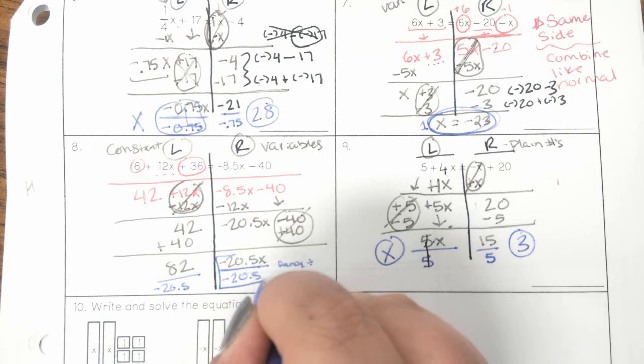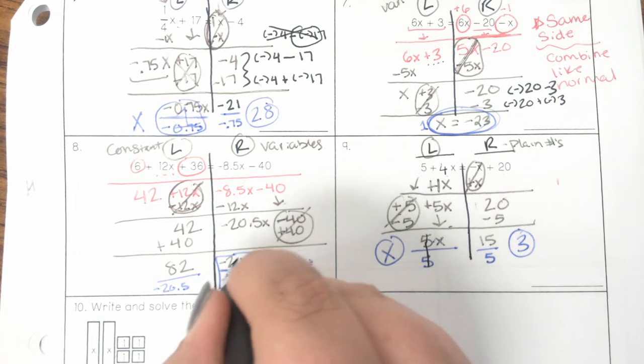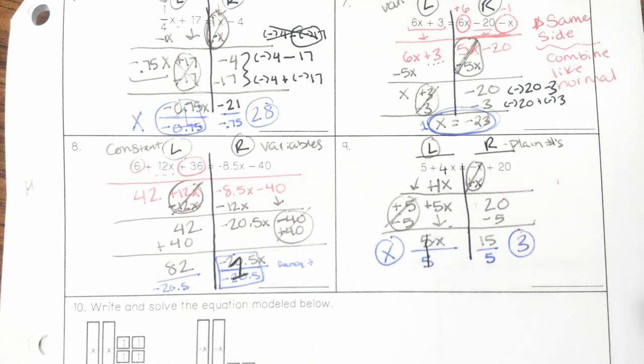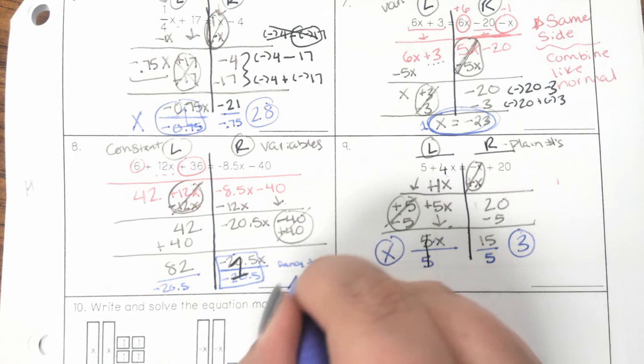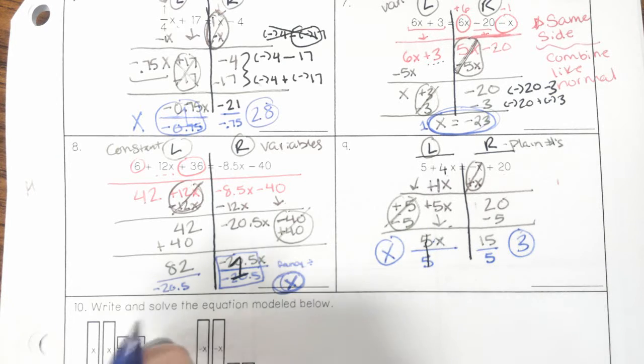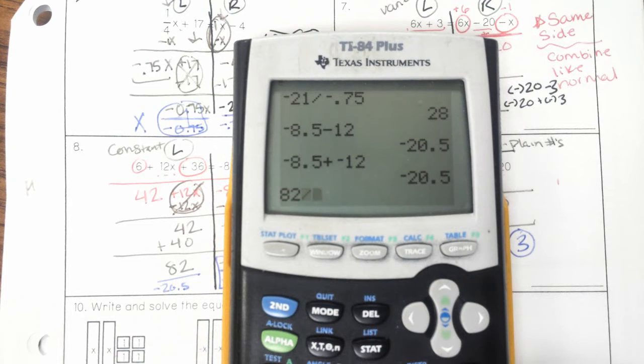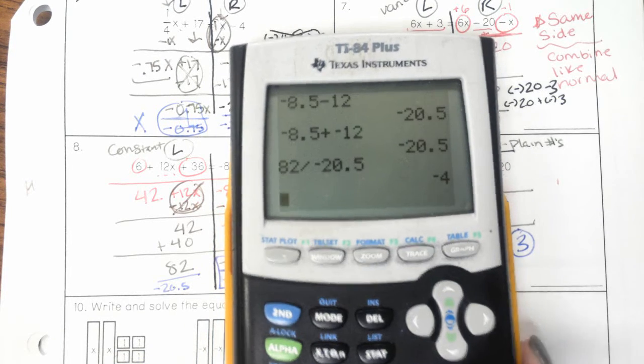Negative 20.5 divided by itself makes 1. So on the right side, all we have left over is an x, 1x. On the left side, we've got 82 divided by negative 20.5, which is negative 4.